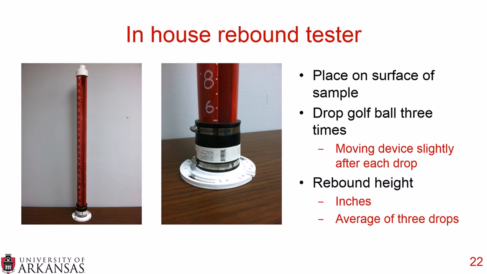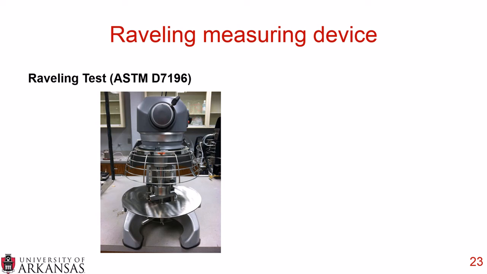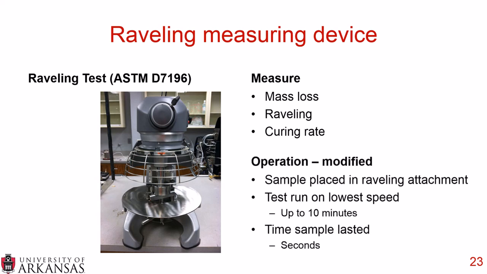These are the 4 different concepts behind the testing, and then we wanted to correlate it to an existing lab test, so we chose the Raveling measuring device, and this Raveling test is from ASTM D7196, and what this does is it measures the mass loss. So you have that hose abrading on the surface, you take the weight of the sample before the test and the weight of the sample after the test, and after that hose has abraded the surface, you can measure how much had raveled off. This gives you an idea of the curing rate.